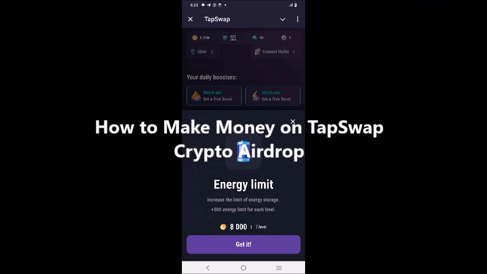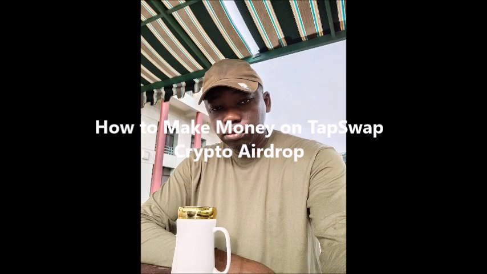TapSwap has been around for 4 months, and they have not listed. Some came for 2 months, and they listed. Because of the delay, they leave TapSwap. You don't need to do that. You have to wait for token distribution.